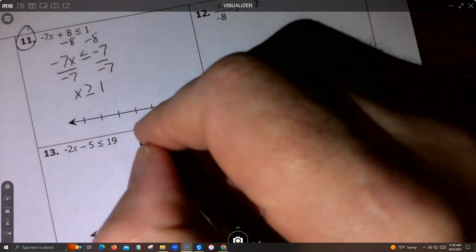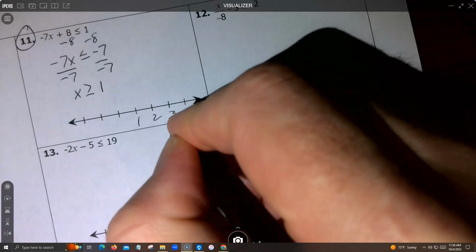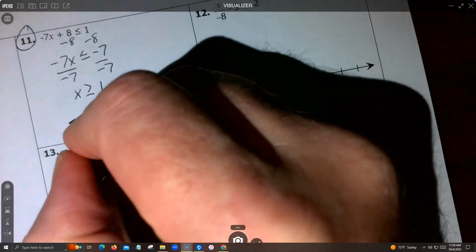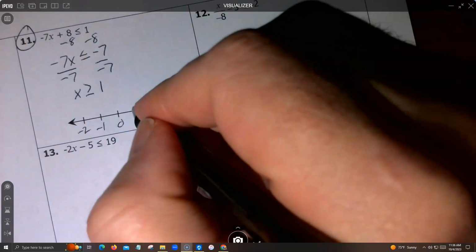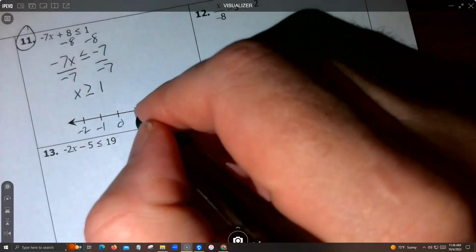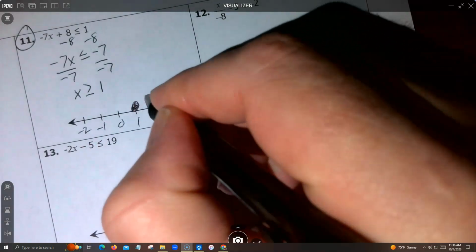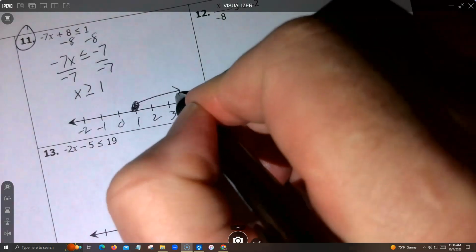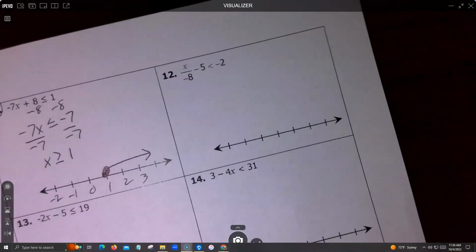All right, and then again I put a 1 over here, 2, 3, 0, negative 1, negative 2. And then I'm doing 1, have a solid dot because I say equal to, and numbers greater than go to the right. And that's what it looks like.